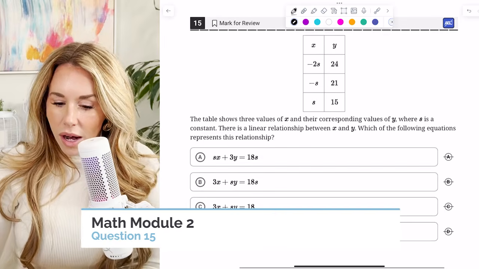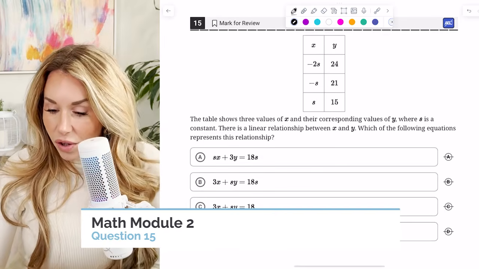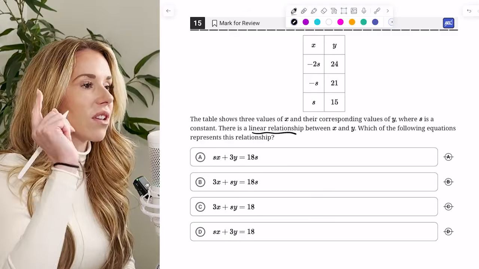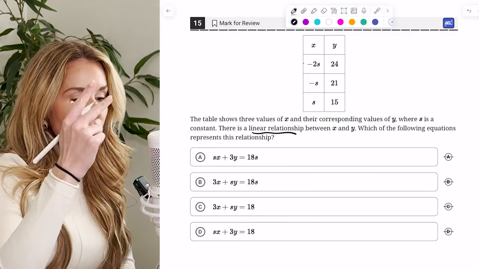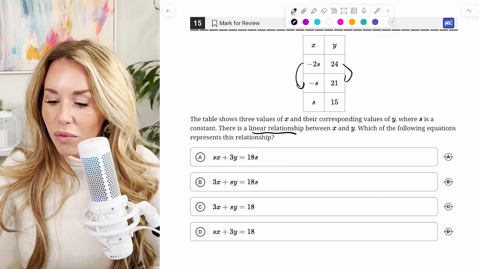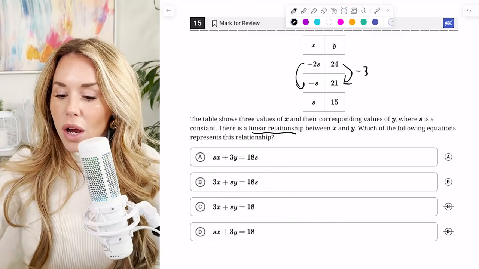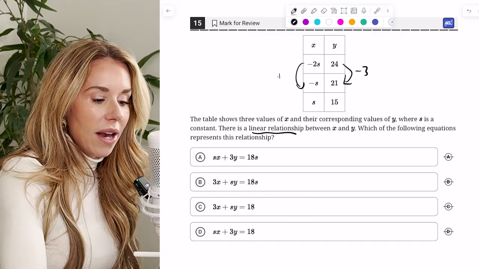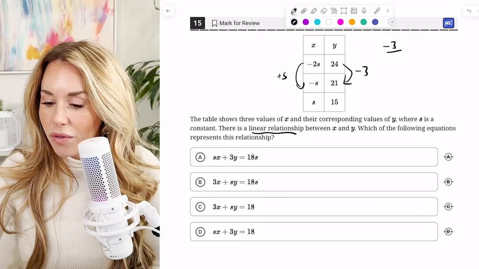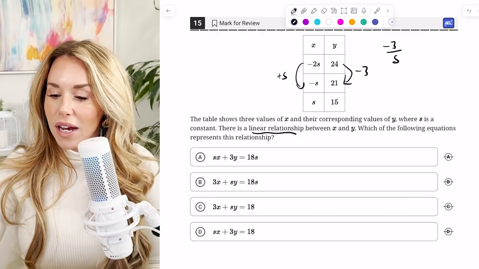Okay. The table shows 3 values of x and their corresponding values of y, where s is a constant. It's a linear relationship. Okay, if it's a line, there's 2 things I want: the slope and the y-intercept. So I'm going to look at the slope, rise over run. Rise is it's going down 3. Run is it's going up by s. So our slope is rise over run, so it's going to be negative 3 over s.